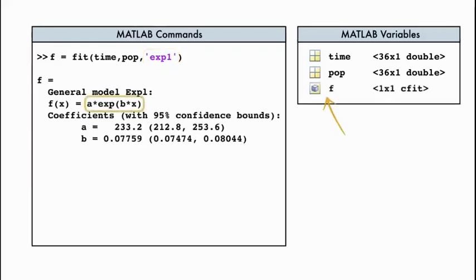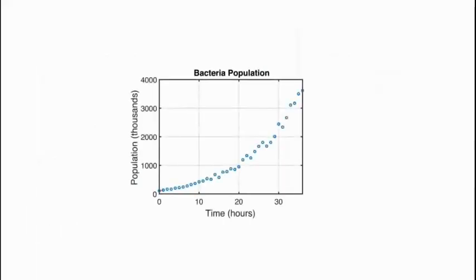In the command window, we see the general form of the model and the fit parameter estimates with their respective confidence intervals. We can identify the growth rate by inspection or access it directly using the method shown. We can also call the variable f to predict the bacteria population between hourly readings. And that's it. With the fit function, we can go from data to model in a single command.